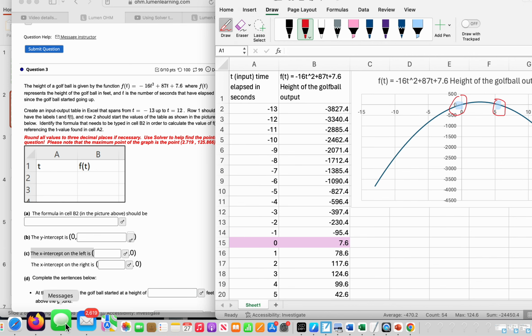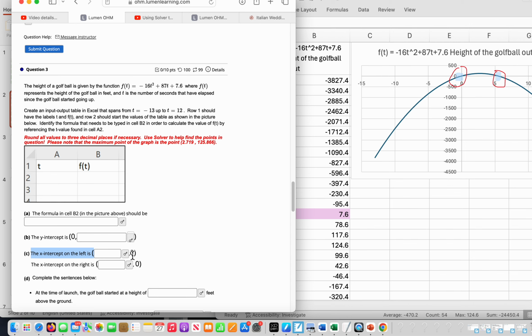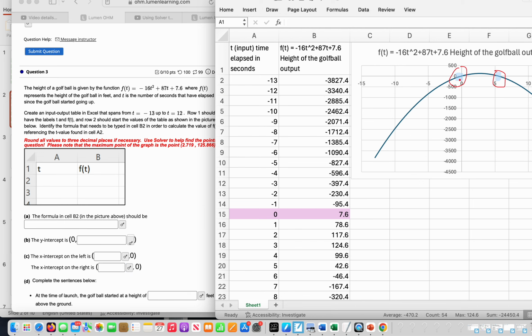And whenever we have an x-intercept, we want to find the x value that goes with a y value of 0. An x-intercept always means that my y value is 0. So that's where I'm going to use Solver. When I'm given the output of a function, I solve for the input. So how am I going to do that? Well, I see that there's two x-intercepts.